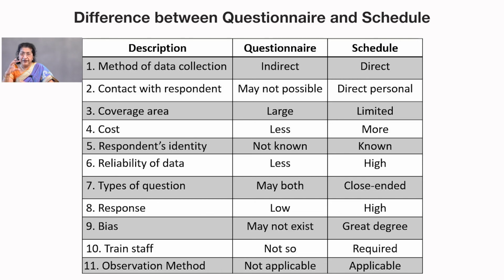Then trained staff. So far as a questionnaire is concerned, you don't need that much trained staff, while in a schedule your staff must be trained, then only they can fill this schedule. And so far as another method, that is the observation method, is concerned, in a questionnaire generally it is not applicable, while in the schedule method along with the schedule you can adopt the observation method also. So this way you can distinguish between a questionnaire and a schedule.